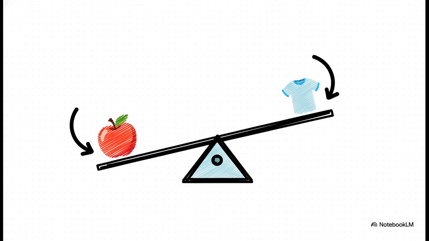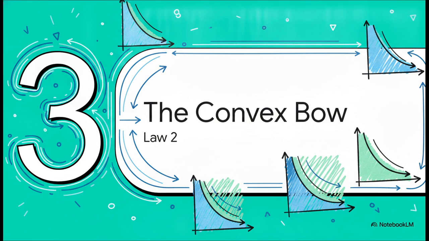Think about it. If you increased both food and clothing at the exact same time, your total satisfaction would obviously go up, right? If that happened, those new points just wouldn't share the same curve anymore. To stay on that same curve of equal satisfaction, one thing has to go up while the other goes down. Hence, the downward slope. Next up, section 3, law 2, the convex bow.